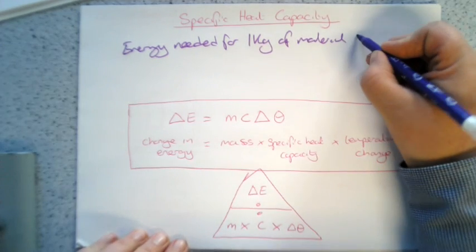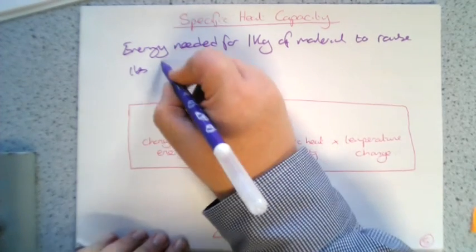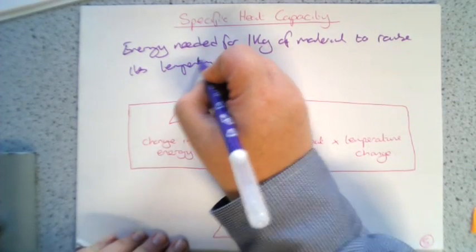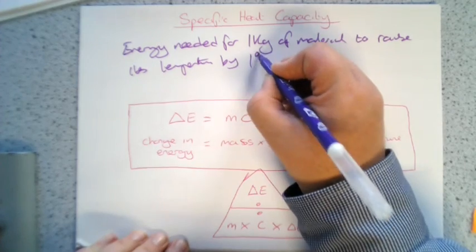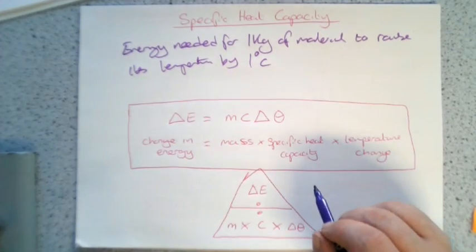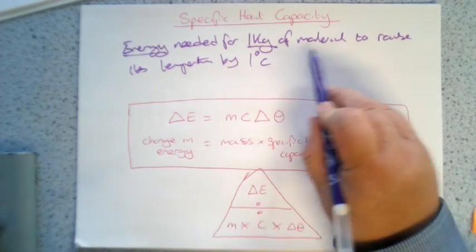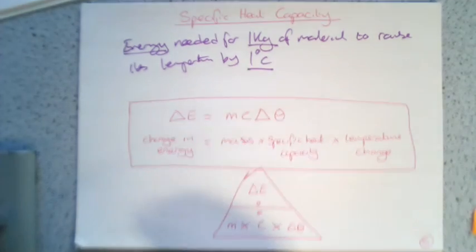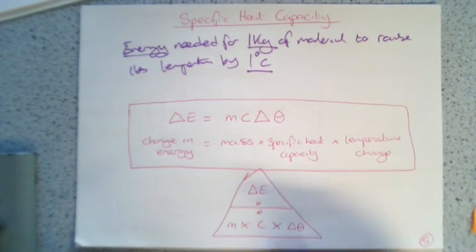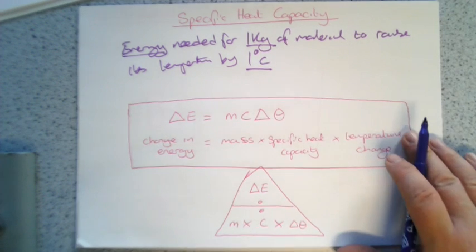Now, if we move on to specific heat capacity, that's the energy needed to raise the temperature of 1 kilogram of a material by 1 degree C, okay? Now, that is fundamental and really core there. So we need to know how much energy it takes for 1 kilogram of any material to rise by 1 degree C, okay? Now, this is one of your required practicals that you need to do. So you've done quite a lot of work on this.